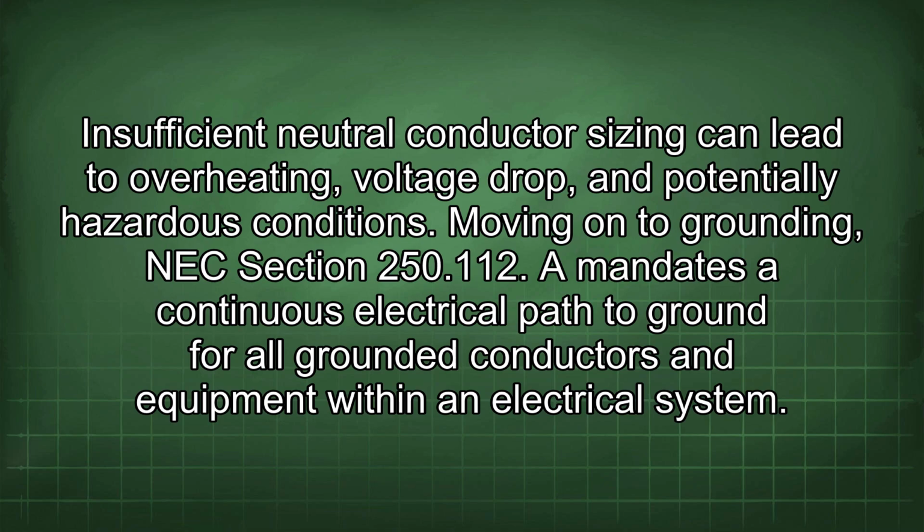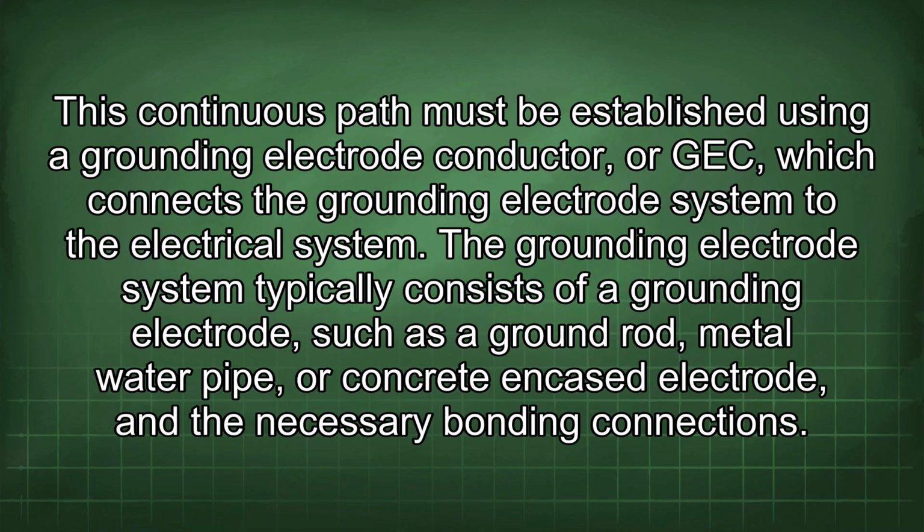Moving on to grounding, NEC Section 250.112 mandates a continuous electrical path to ground for all grounded conductors and equipment within an electrical system. This continuous path must be established using a grounding electrode conductor, or GEC, which connects the grounding electrode system to the electrical system. The grounding electrode system typically consists of a grounding electrode, such as a ground rod, metal water pipe, or concrete encased electrode, and the necessary bonding connections.